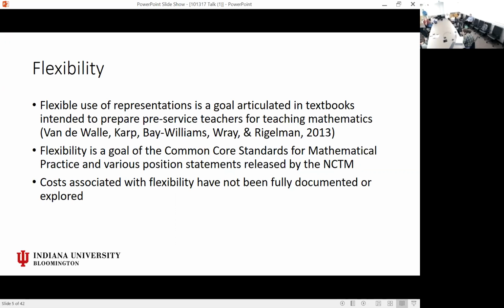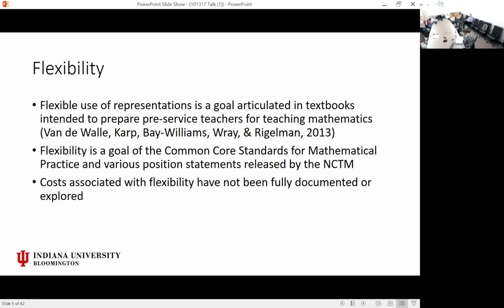Generally, calls for flexibility do not include caveats that might suggest there is a cognitive cost for students when teachers use representations flexibly. That is, teachers might use representations flexibly in class out of necessity because there are just a limited number of viable representations. Because flexibility can elucidate underlying base 10 structures, for instance, or other constructs that are mathematically important. Or because flexibility is just simply encouraged by the authoritative sources that I talked about above.